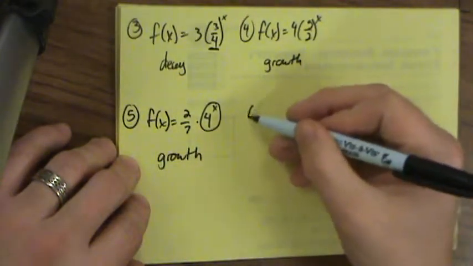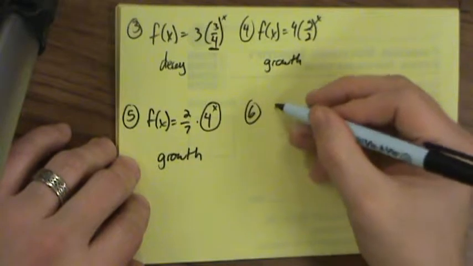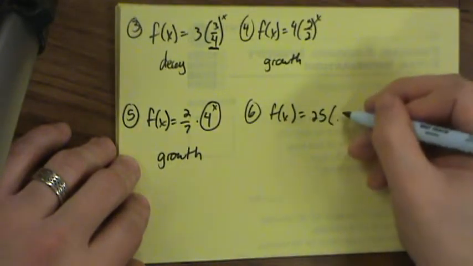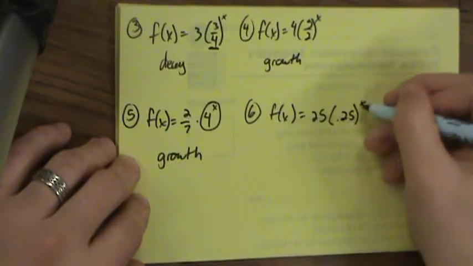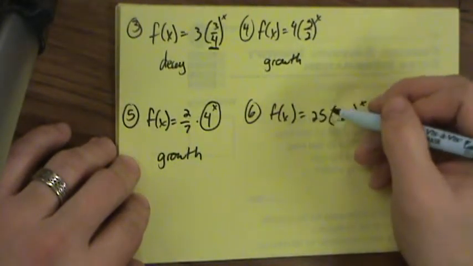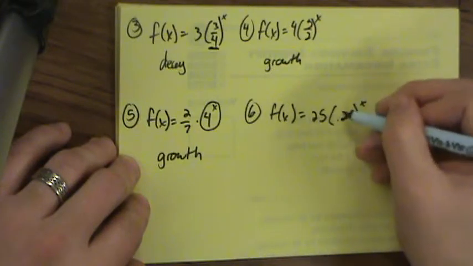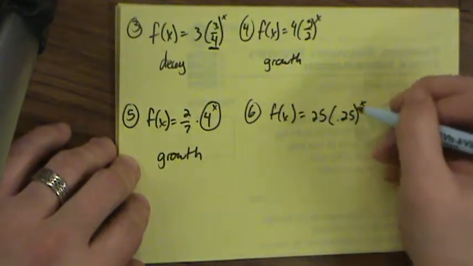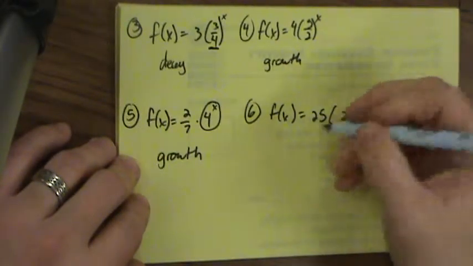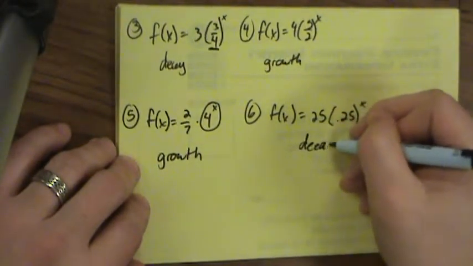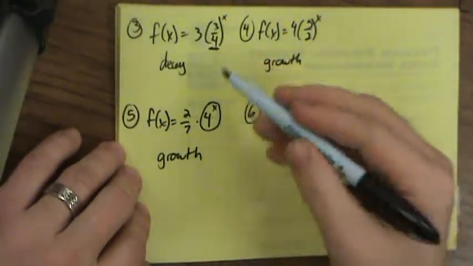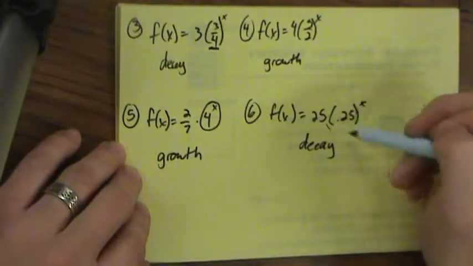Okay, and the last one, 6, f of x, 25 times 0.25 to the x. Doesn't matter. Not significant in trying to figure out is it growth or decay. All that matters is this. This is between 0 and 1. You're going to multiply it by itself a bunch of times, and it's going to get smaller and smaller. So this is a decay as well. Okay, so always look to this number. Is it growth or decay? All depends on this guy right here.